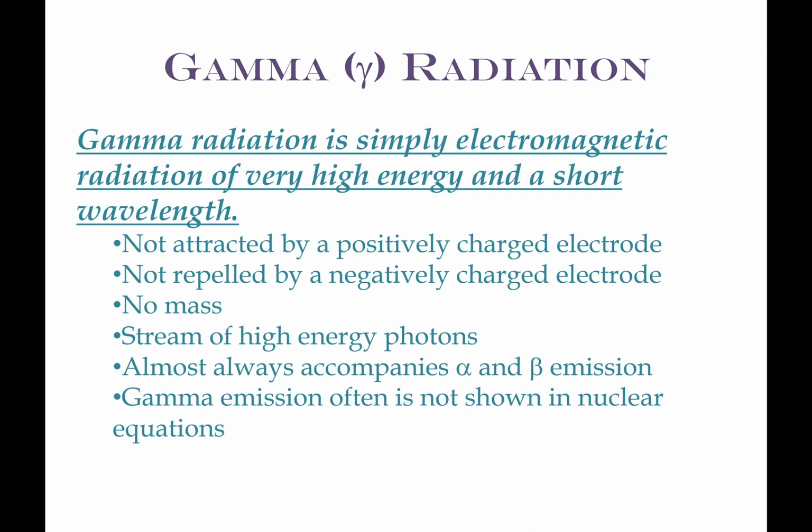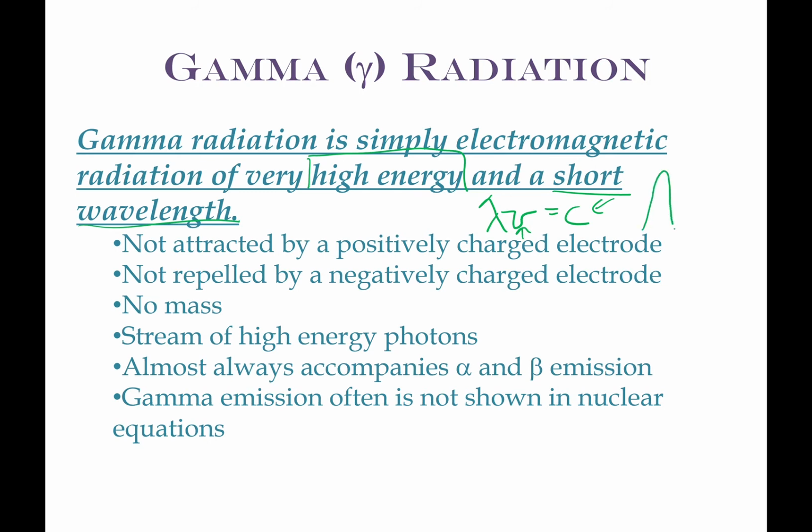Gamma radiation is simply just electromagnetic radiation. It's very high energy and it has a very short wavelength. So wavelength and frequency are related. This is the speed of light. So this is the wavelength. The frequency is how often it passes.